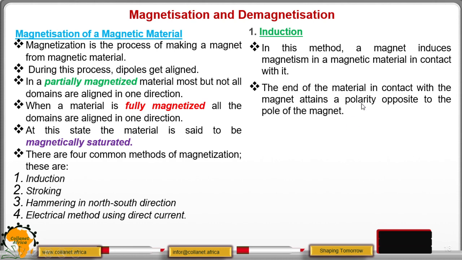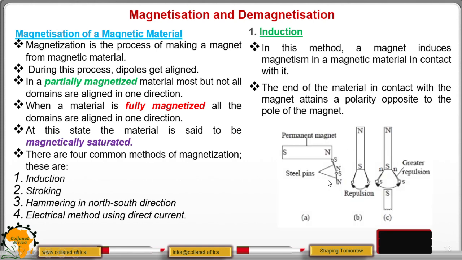When we talk of polarity, we are talking about the poles of that material as shown in this diagram. We have a permanent bar magnet, then we have steel pins. These steel pins are magnetic materials. So when you bring it closer to the north pole, the end of the magnetizing material that is closer to it attains a polarity that is opposite. So if this is north, then this one becomes south.